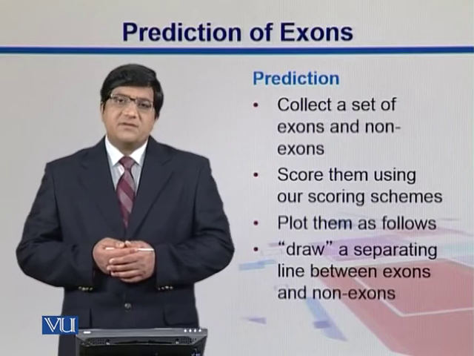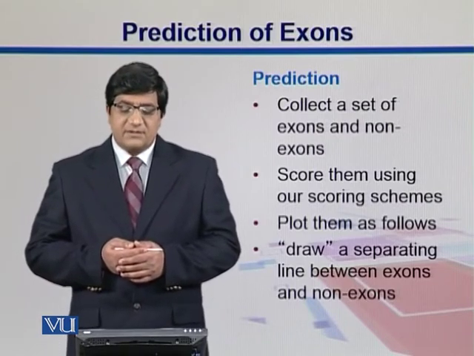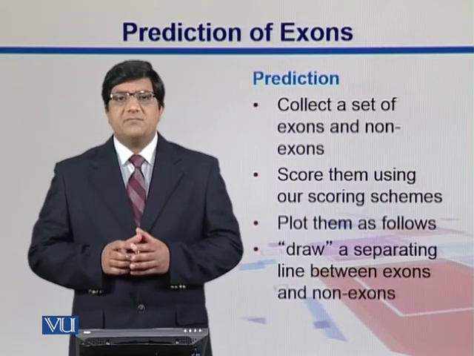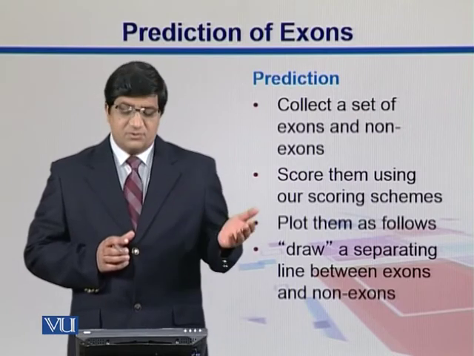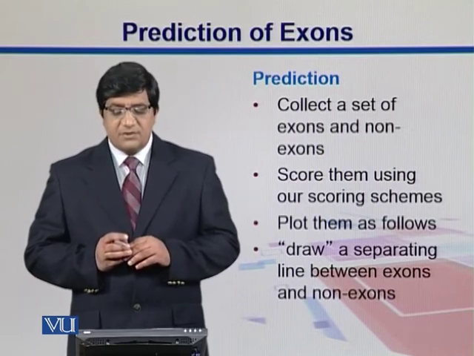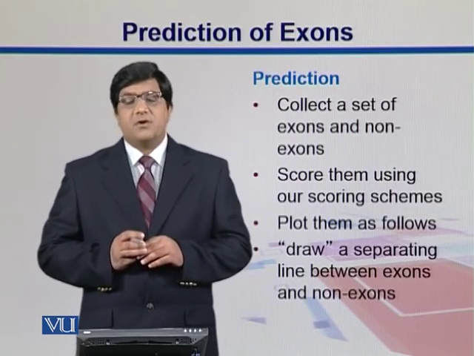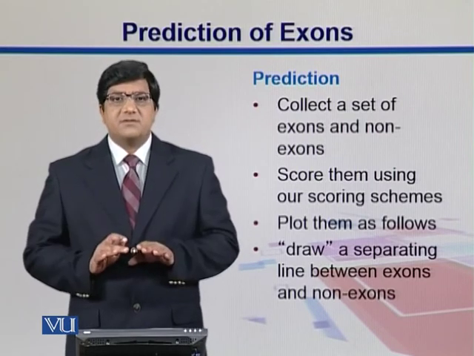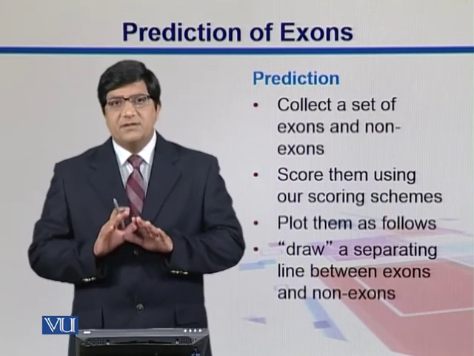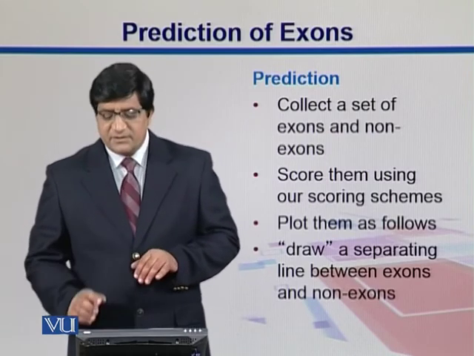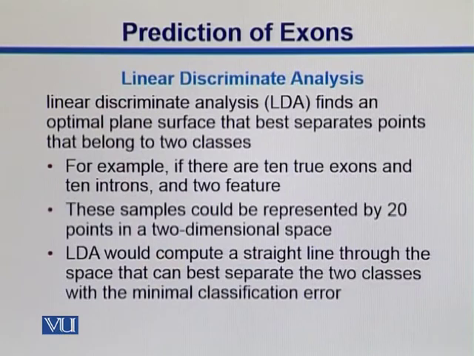As far as the predictions are concerned, what we do here is we collect a set of exons and non-exons. So we take the known exons and we take some regions where we are not sure about that, or regions where we don't have exons. We score them using some scoring schemes, and then we plot them. Once we plot them, they are obviously in a two-dimensional picture. So exons and introns must be separated from one another. There must be some line from where we can separate them.